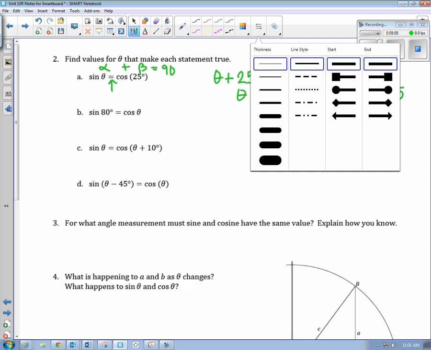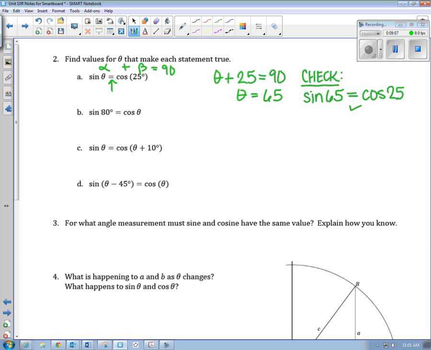As I move along to each of these questions, they're all going to be the same idea, where I want to go through and prove that the sine and cosine values will be equal when the value of alpha plus beta equals 90. So for question number 2, it will be true when theta is 10.